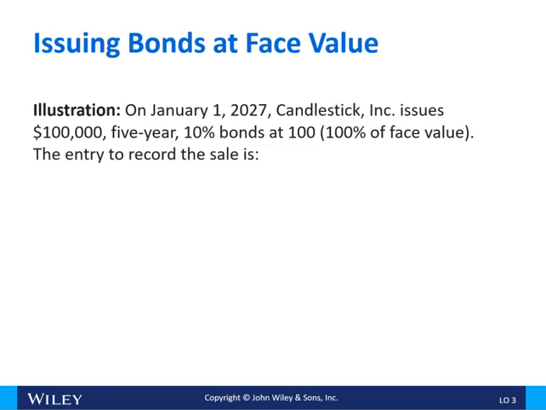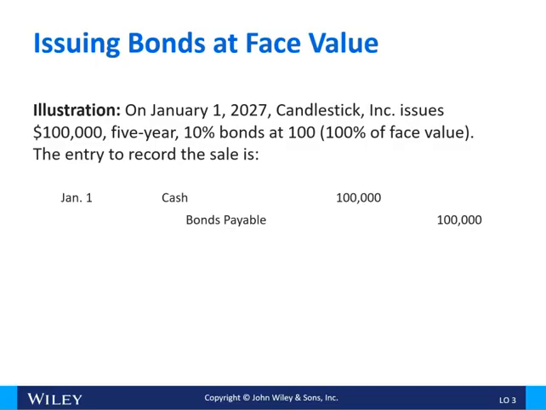So we'll look at an example. January 1st, 2027, Candlestick issued its $100,000 5-year 10% bonds at 100% of face value. So we say we issued them at face value. The entry, simply debit cash 100,000, credit bonds payable 100,000.